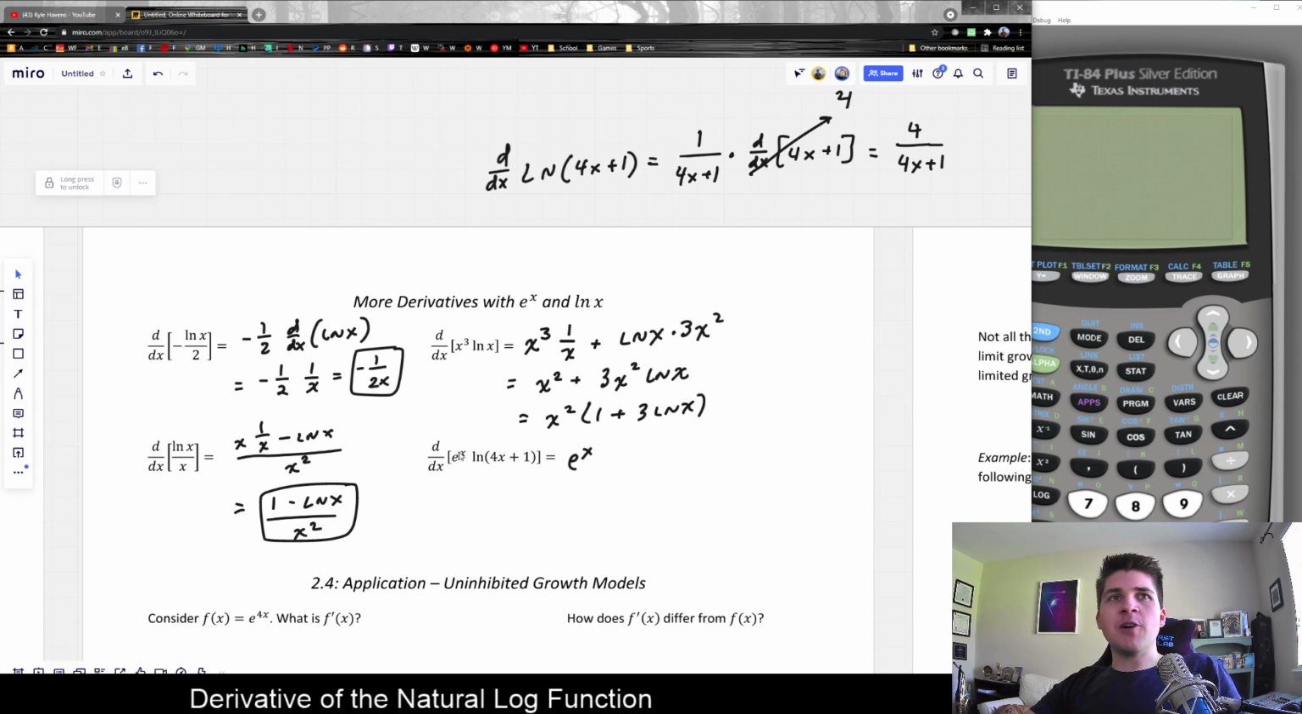So coming back to this example, first d second, e to the x times 4 over 4x plus 1, plus second d first. And since first is just e to the x, that derivative would just be e to the x. And again, we could probably clean that up, but that is good enough for now.